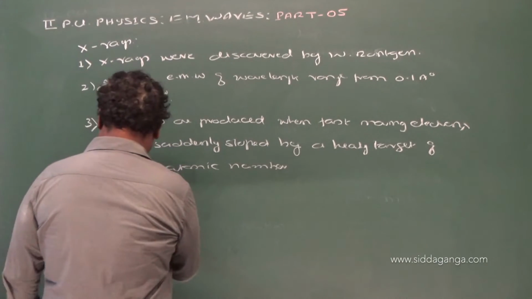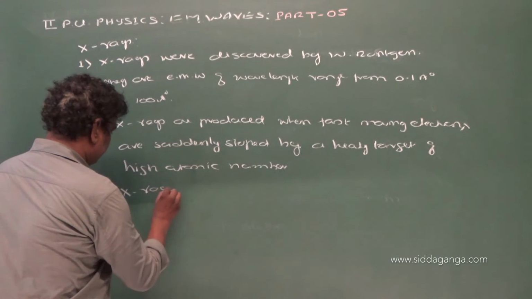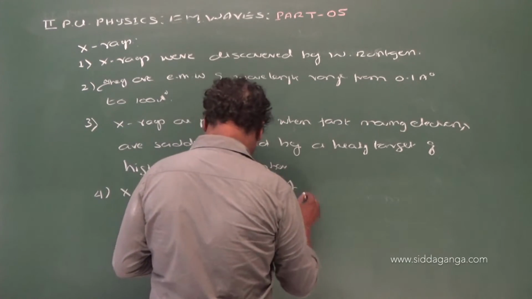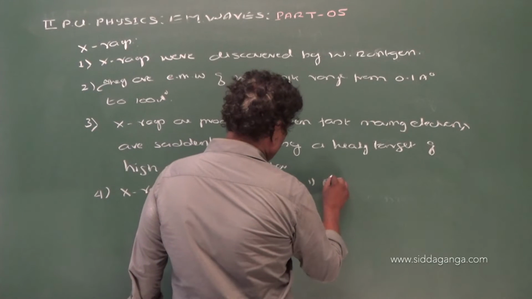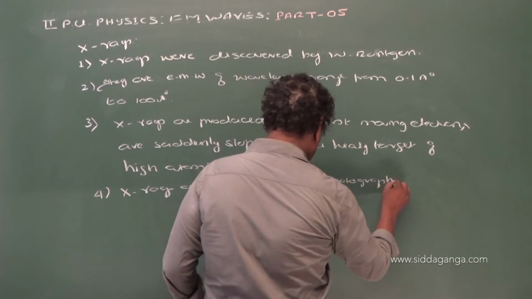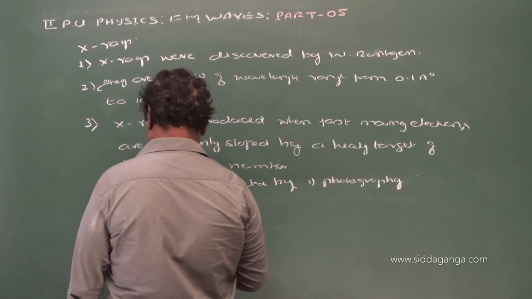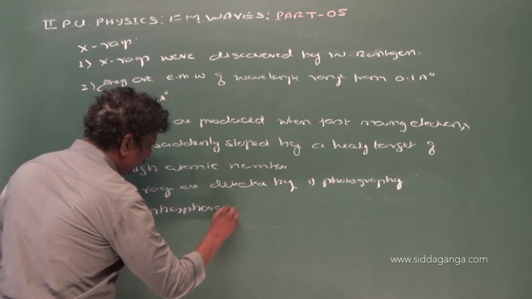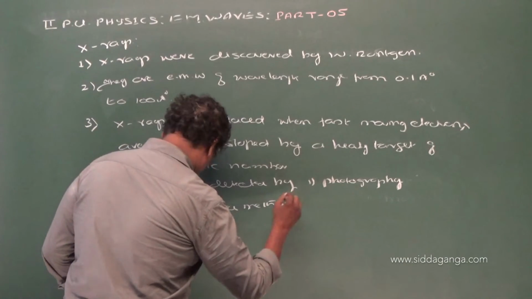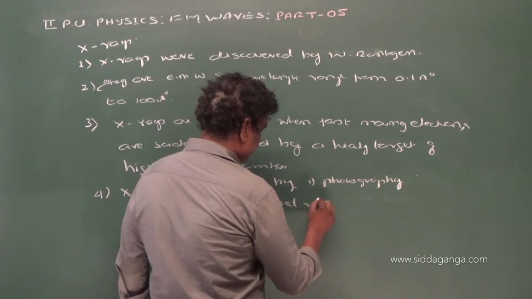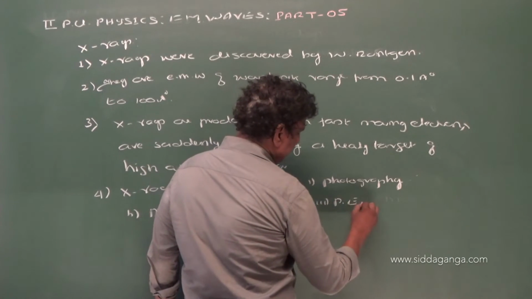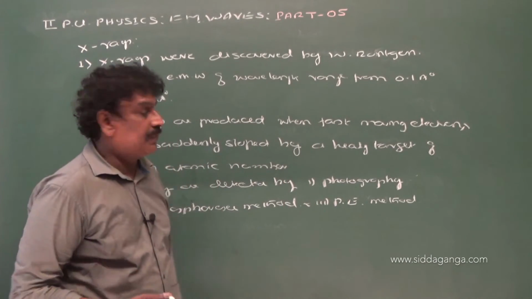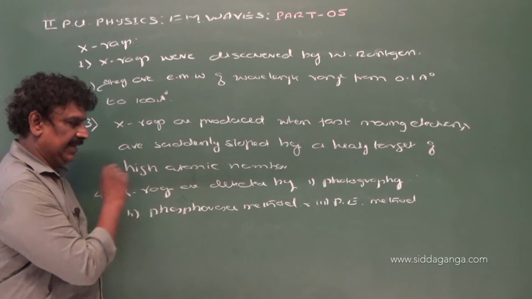The fourth one, X-rays are detected by number one, photography, number two, phosphorescence method, and third one, photoelectric method, right? Now, how to detect X-rays?